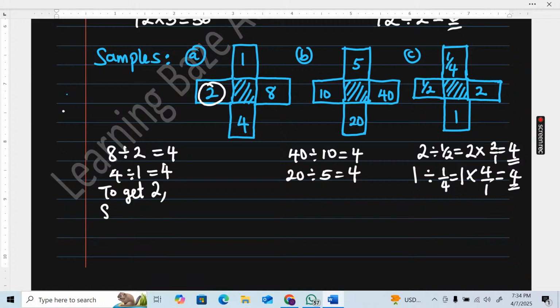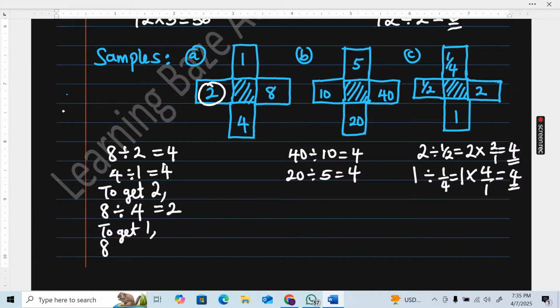We are going to divide that 8 on the right by 4 because everything is having a total of 4. That will give us 2. That is how to get 2. What if we want to get 1? To get 1, how do we get 1? In sample A, we're going to divide 4 rather.